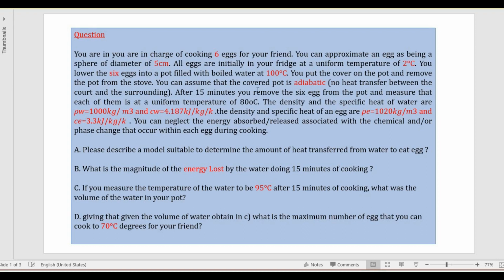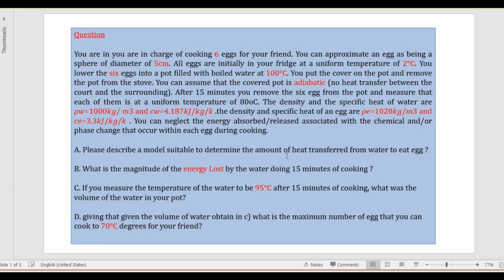So after 15 minutes, you remove the 6 eggs from the pot and measure each of them, and you find out that they are having a uniform temperature of 80 degrees Celsius. The density and the specific heat capacity of water is 1000 kg per meter cube and 4.187 kilojoules per kilogram per Kelvin respectively. The density and specific heat capacity of egg are 1020 kg per meter cube, and the C E, which is the specific heat capacity, is 3.3 kilojoules per kilogram Kelvin.